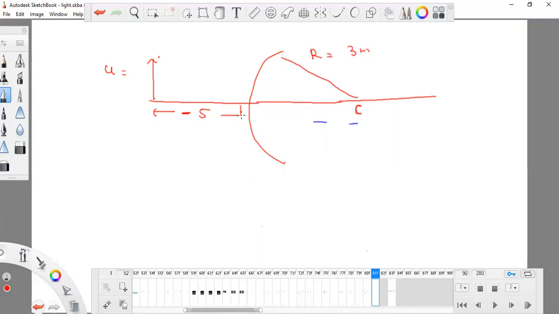It also told me that there is a focal length f. I found out the focal length by using the formula R is equal to 2f, small f. So f is equal to R by 2, so my f was 1.5. Now my u is confirmed and my small f is confirmed. This was 1.5.